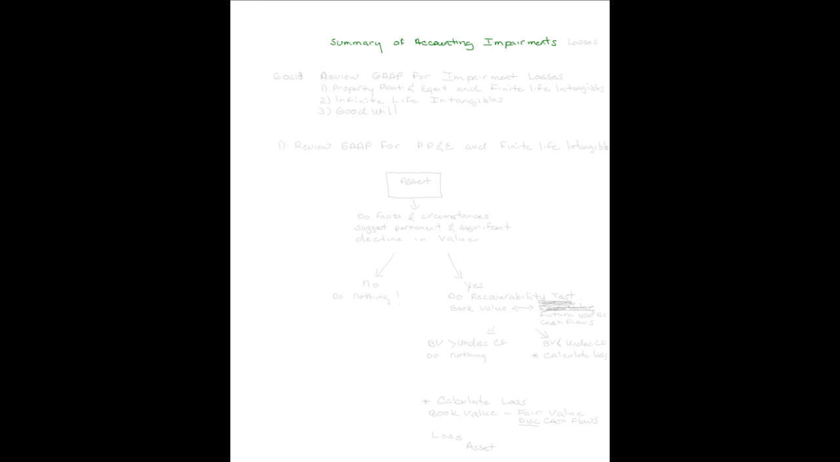I would like to do a summary of accounting for impairment losses, or how to do accounting for possible impairment losses with you. I think it's kind of complicated, so I'd just like to review it for a minute. I have a goal: to review the GAAP for impairment losses on property, plant, and equipment and finite life intangibles first. Review GAAP for impairment losses on infinite life intangibles second. And third, review the GAAP for impairment losses on goodwill.